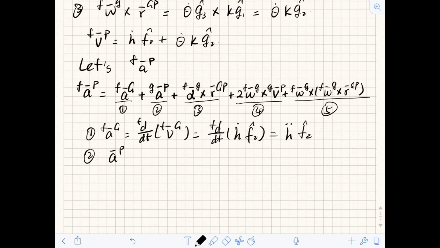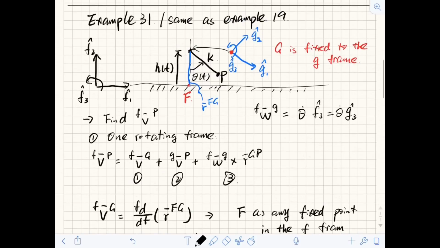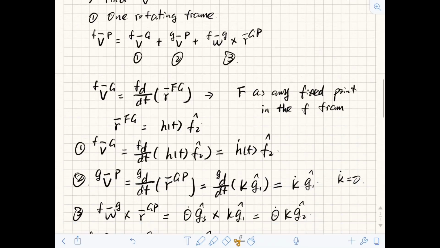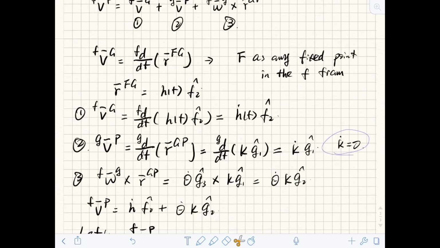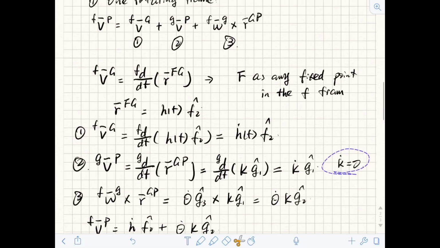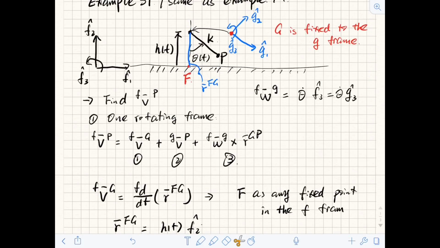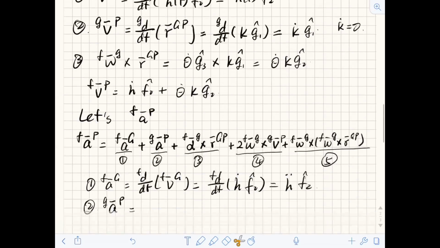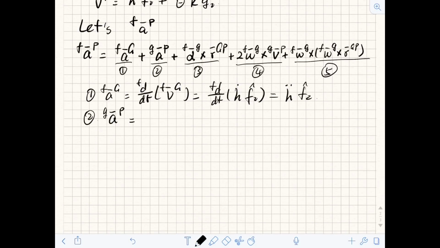For the second term, the acceleration of point P in G, as we have shown earlier, if we assume that the bar does not change its length, assuming k is a constant, we have arrived at a zero velocity for the point P in the G frame. So here we will just say the acceleration of point P in G is 0.